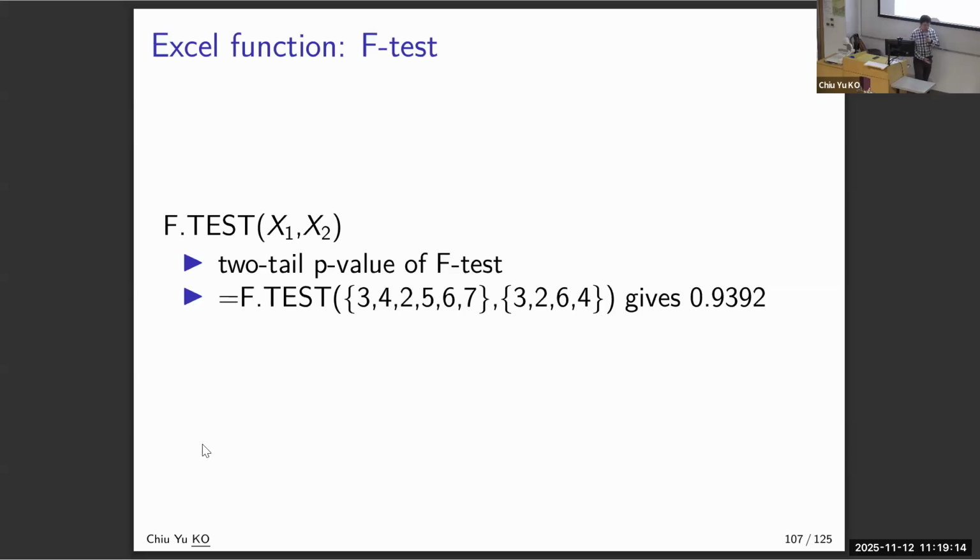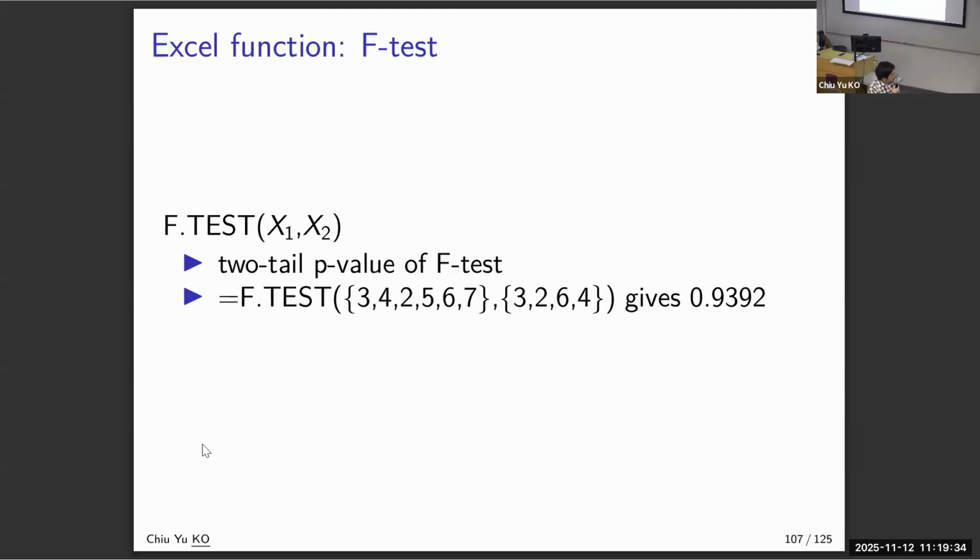So lastly, we have the F-test. The F-test is just you give me the data, right? I want to see whether they have the same variance or not. So I give the stock returns of two stocks, and then I ask the F-test, then I can know whether they are the same or not, right?